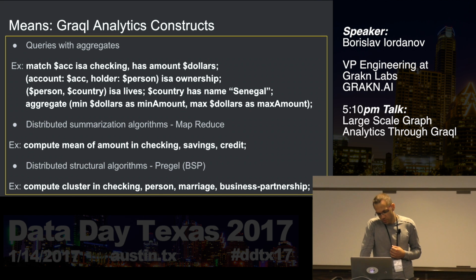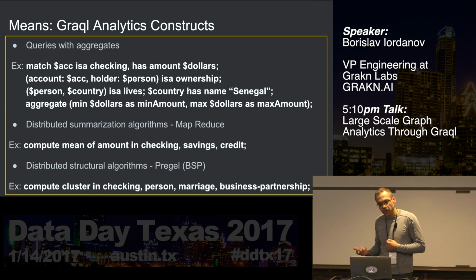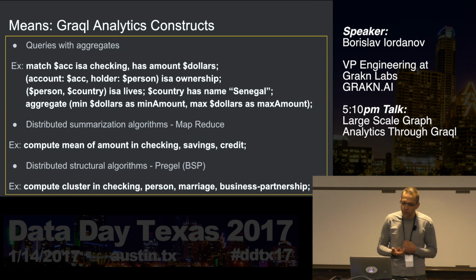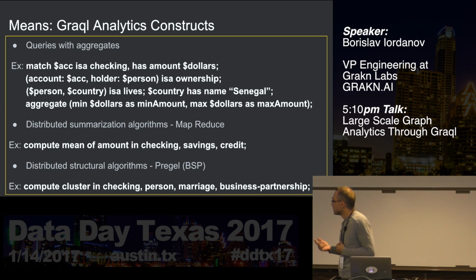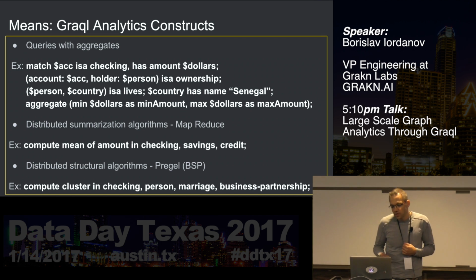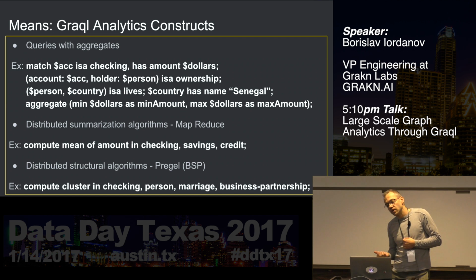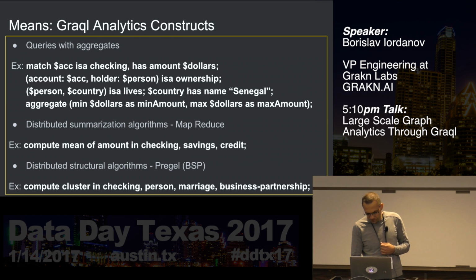A more performant version would be the compute queries, which, depending on the algorithm selected, will have a different implementation. We use MapReduce for some algorithms, for example, for the mean. I'll give you an example here to compute the mean in certain types in the ontology. We use MapReduce for that, and for computing connected components we use a BSP version.